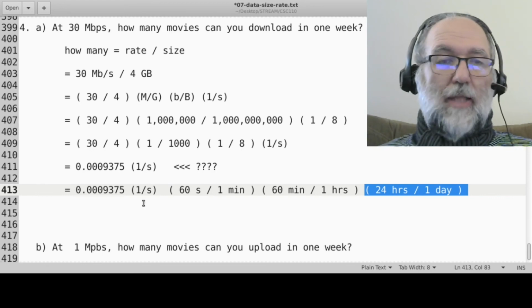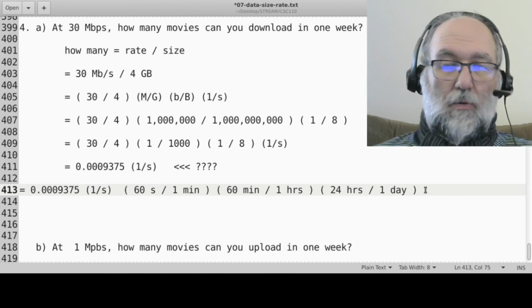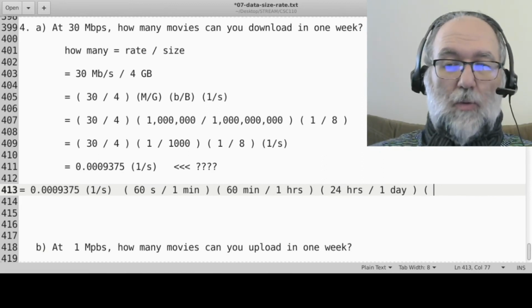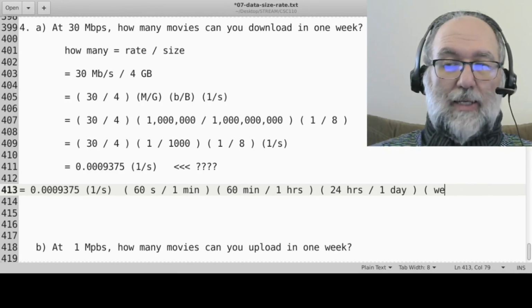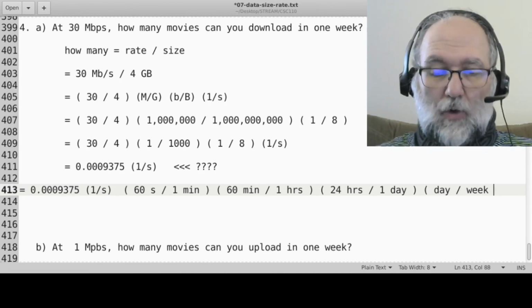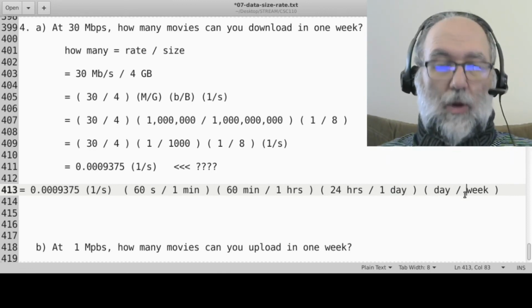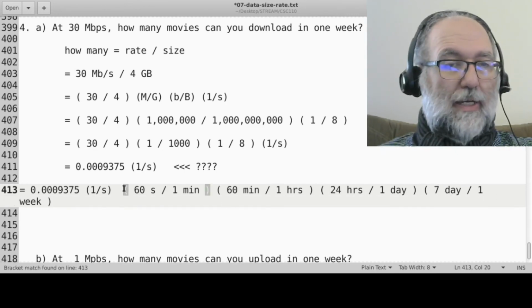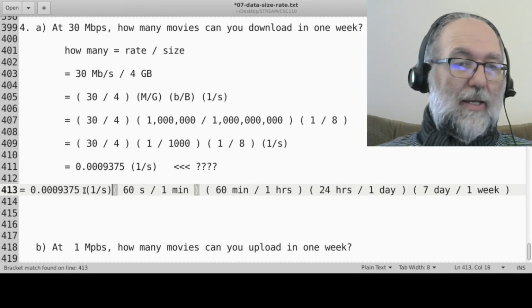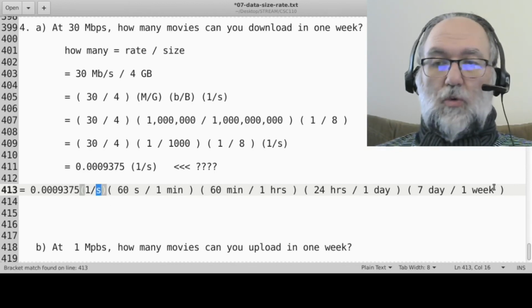We're still not done, and I'm running out of room here. We want to go from days to week. Whoops, I got them upside down. Day and week, like that. How did I know I had it upside down? Because day here is in the denominator, so I want that in the numerator. And we know that 1 week is 7 days. So what I've done here is a whole bunch of conversions to get from a second to a week.